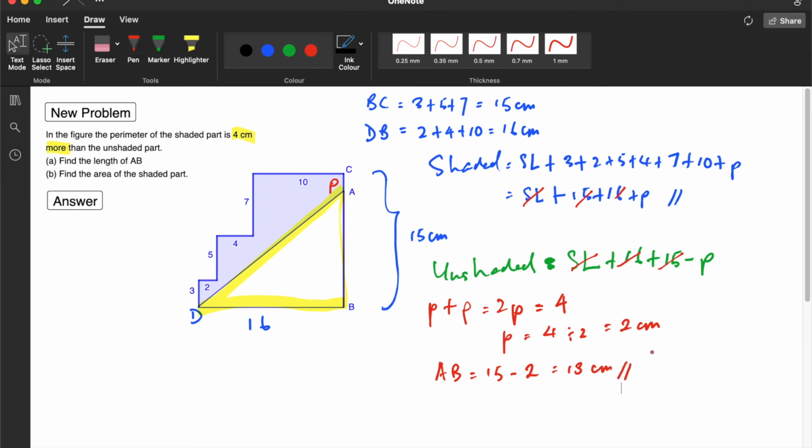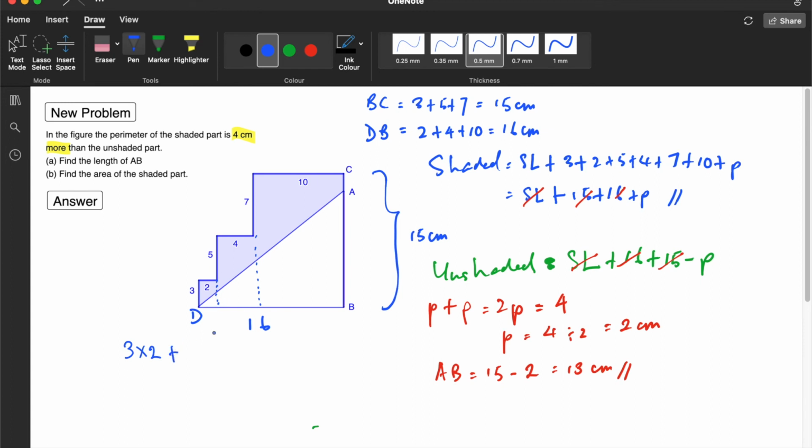So that is part A. Let's tackle part B now. Find the area of the shaded part. How can we do that? We can easily do that by dividing this entire figure into 3 rectangles. A small one here, I've drawn the dotted lines, then a slightly bigger rectangle here, and the last one will be this big rectangle.